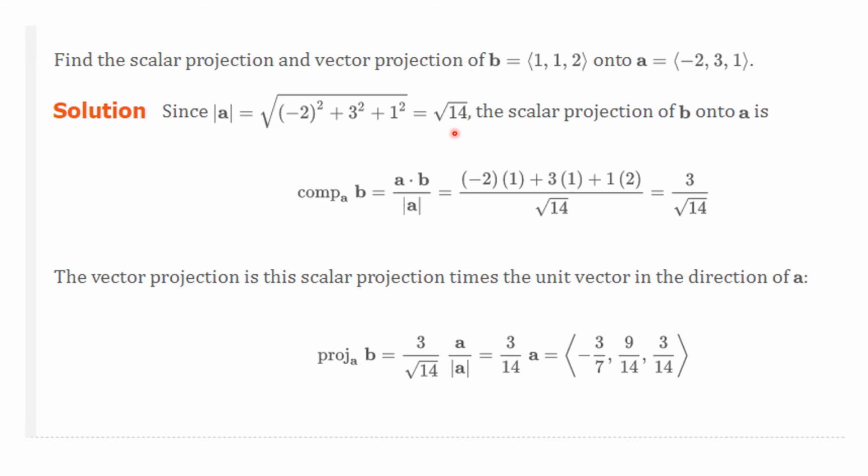So we calculate this to be the square root of 14, and then I use the formula, and so this is the scalar projection of B onto A, and the vector projection of B onto A then is this times the unit vector in the A direction, and you get this as your answer.